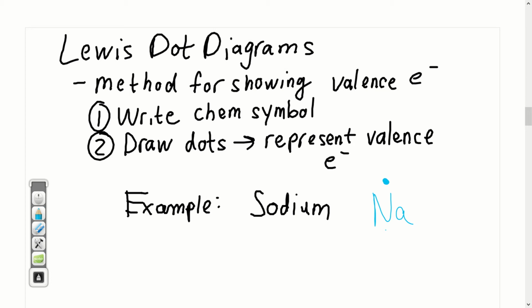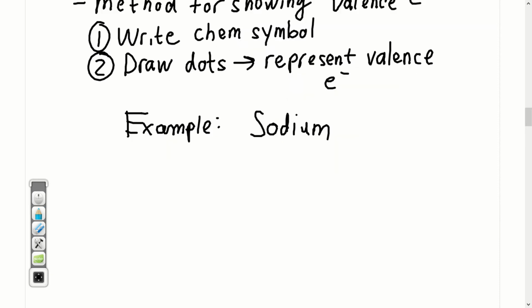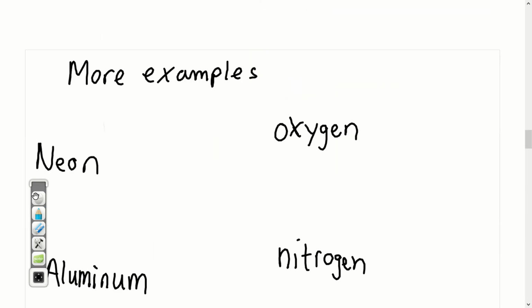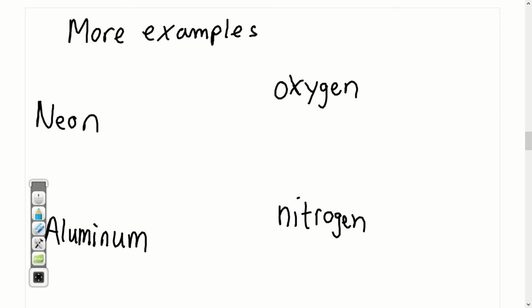Now the rule is, does it have to be on top? No, I could have drawn it on the side, underneath, or to the left of it. But the rule is that we draw the dots on the left, right, top, or bottom of the element. That's it. Just write out the chemical symbol and how many dots represent the valence electrons. So, let's do a couple more.